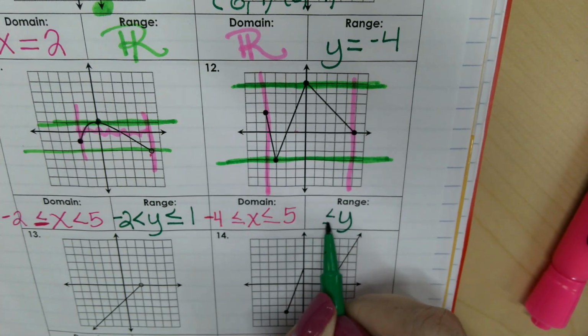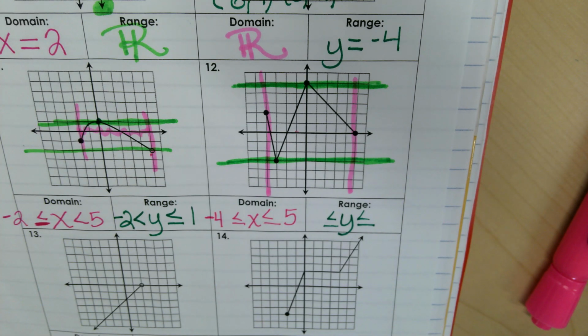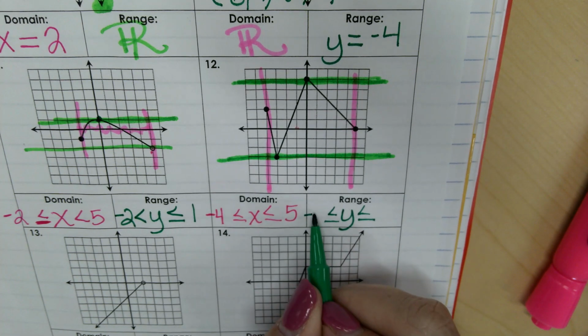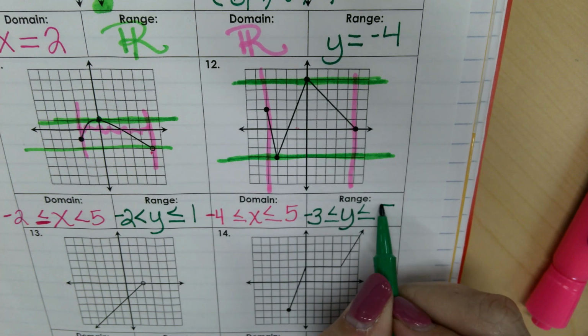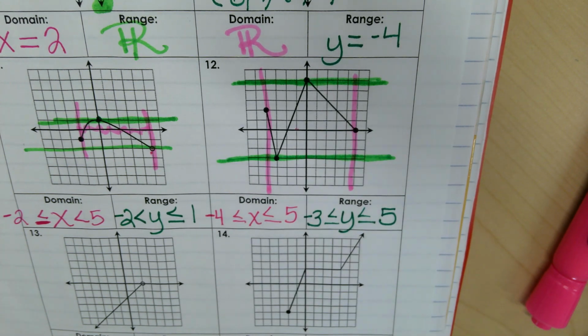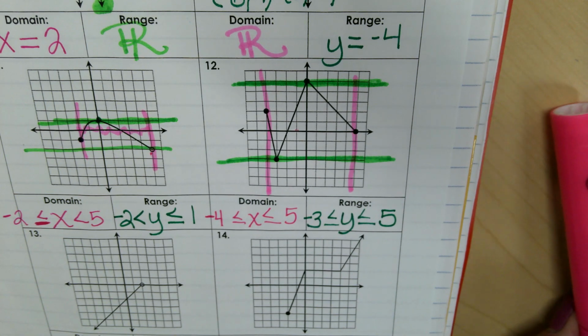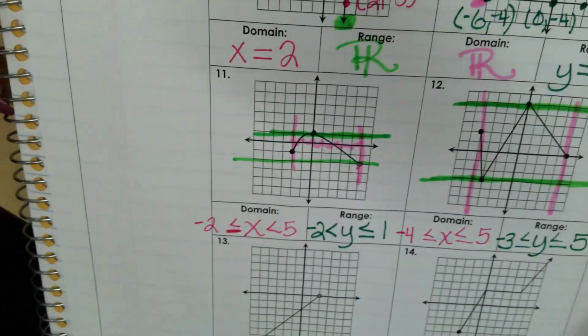Okay, why do I have equal to symbols? Closed circle right there at -3. Colored in closed circle right there at 5. Okay, almost done. The next two are a little different.